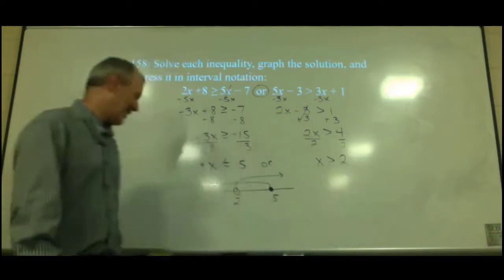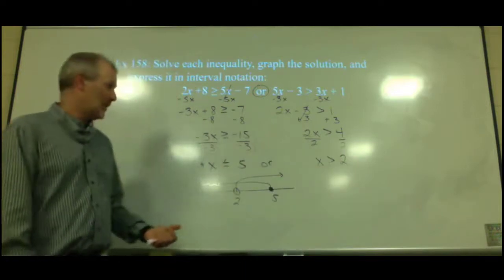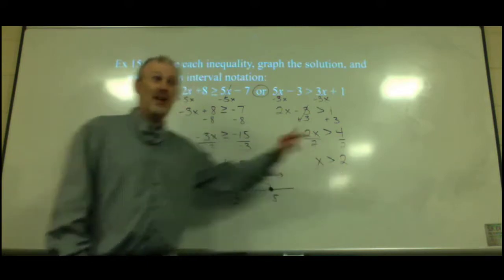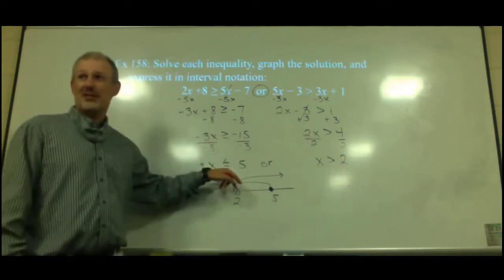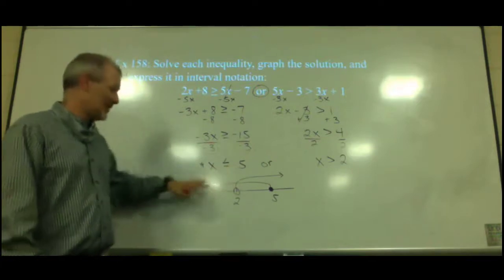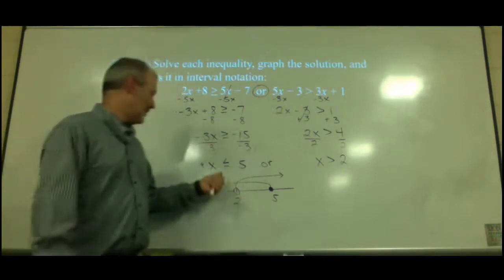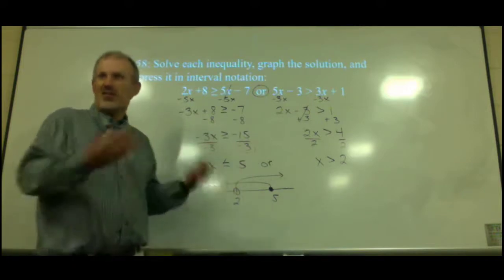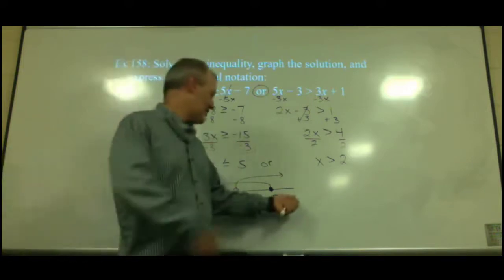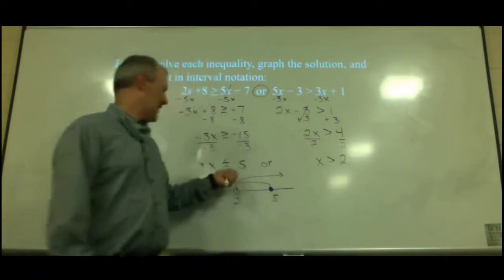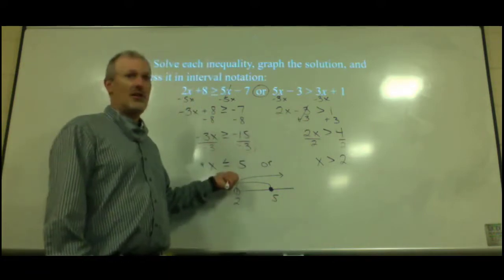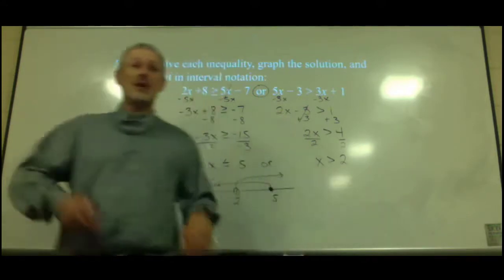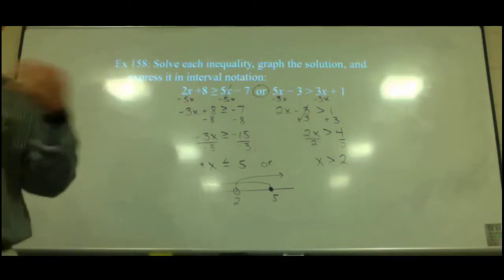So if I put in like a 0, is 0 greater than 2? No. But is 0 less than 5? Yes. If I put in a 3, is 3 less than 5? Yes. I don't even have to check the other one, because as long as it's true for one. If I check something out here like a 10, is 10 less than 5? No, but is 10 greater than 2? Yes. So it doesn't matter what number you choose, it will work for one of them.